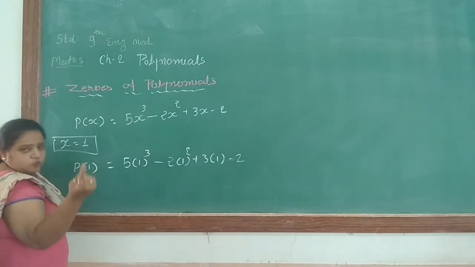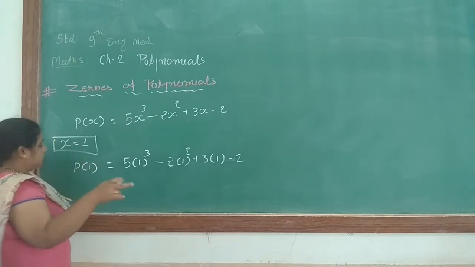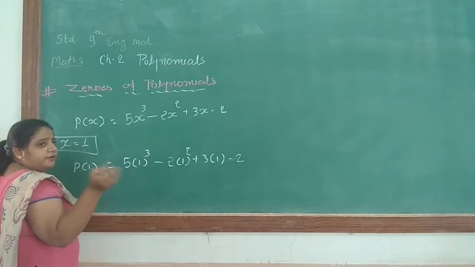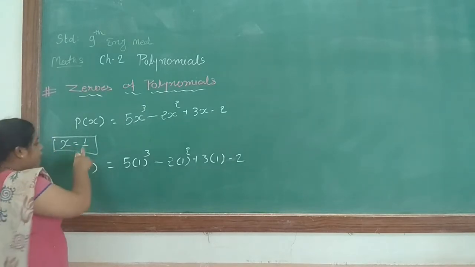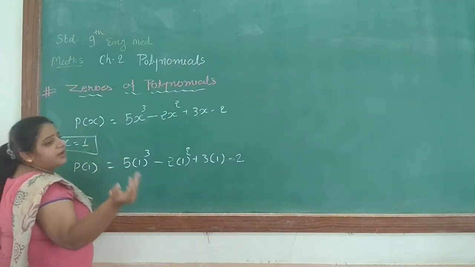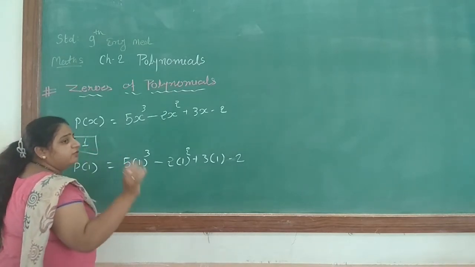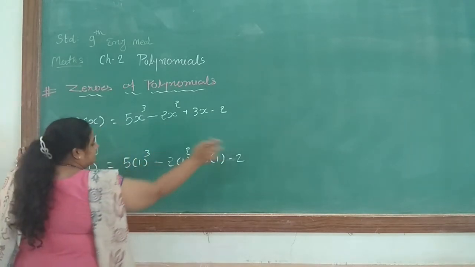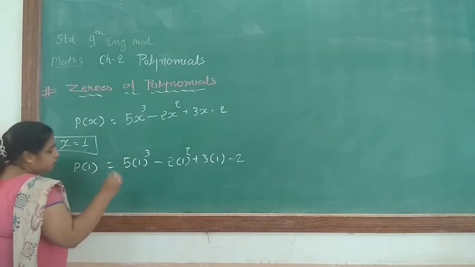x with 1. In the question they will ask which number you should replace x with, right? It is not that we are taking it randomly. In the question they will ask to replace by 2, minus 3, minus 5, and that number you have to put in the place of x. Right? Now let us solve this.